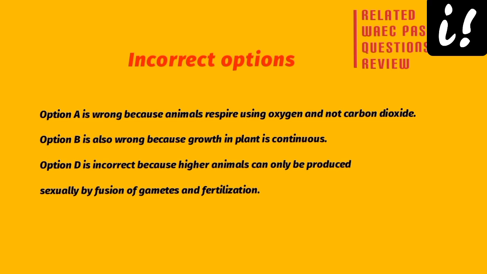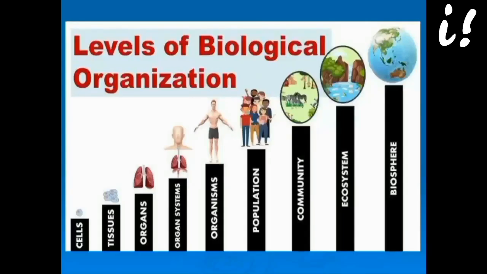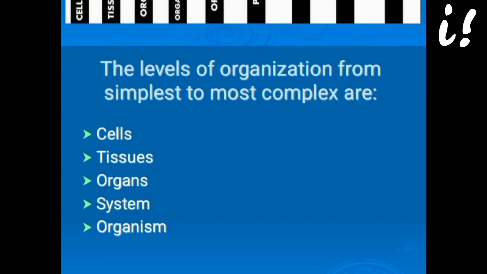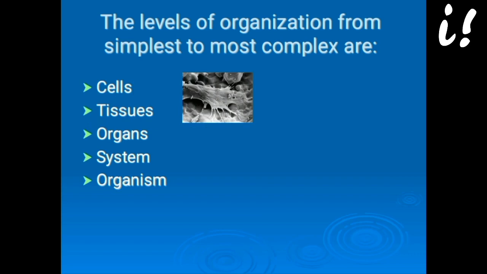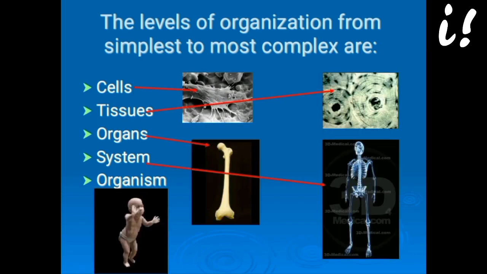Let us continue our lesson looking at organization of life, levels of organization of life. Now, living things are organized in different levels from the lowest to the complex. The lowest organization of life being the cell, followed by the tissues, followed by the organs, the system, and lastly, the organisms. So the levels of organization from simplest to most complex are the cell, the tissue, the organ, the system, and the organisms.